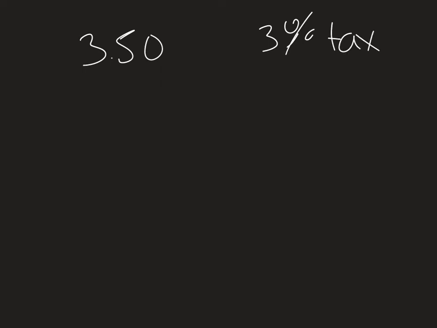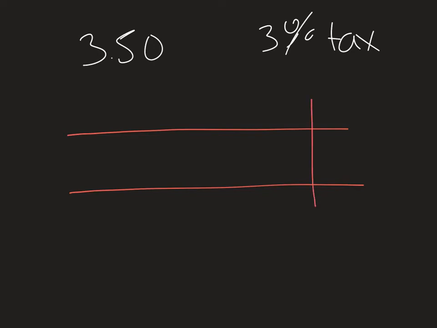So let's take a look at this problem. A couple of things worth noting are that the candy bar is $3.50, and we have a 3% sales tax. The first way I like to look at these is to use a double number line. It's a neat visual, and even if I don't necessarily know what's going on, I can start filling in some information that I do know. So on the bottom, I'll have the percentage, and on the top, I'll have cost.